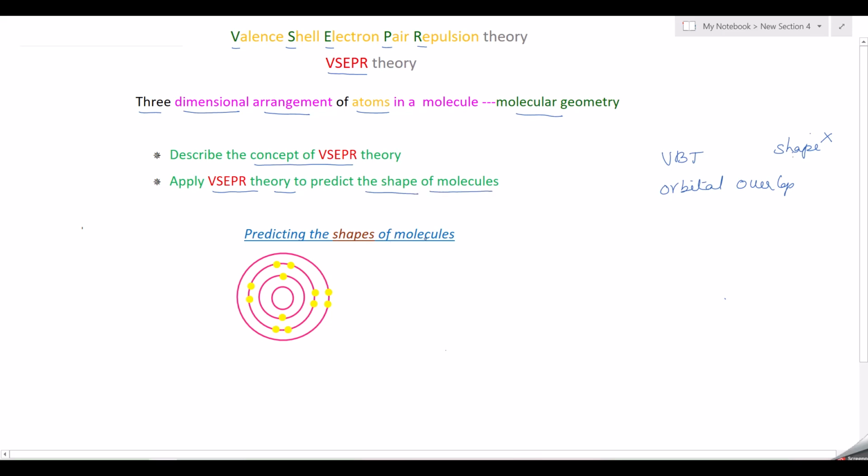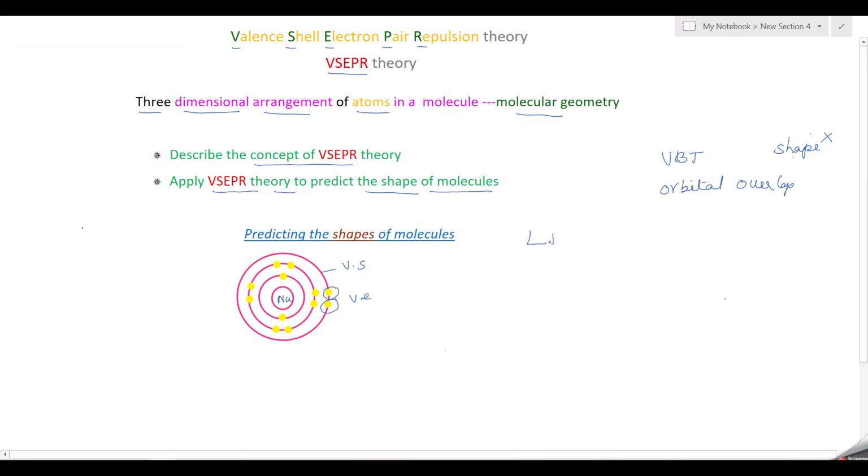So how to predict the shape of the molecule? First you take the structure of the atom. Here you will have the nucleus at the center and the electrons revolving around the nucleus in a definite orbit. The outermost orbit is taken as the valence shell, and the electrons present here are called valence electrons. These valence electrons are involved in chemical bonding. For a covalent bond, these valence electrons are shared between atoms.